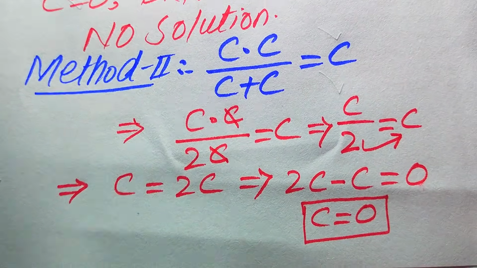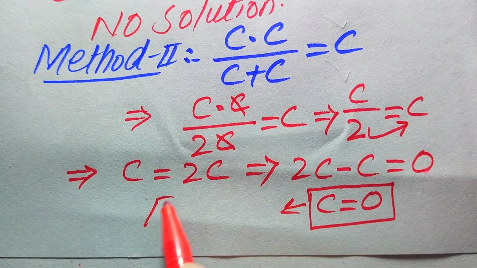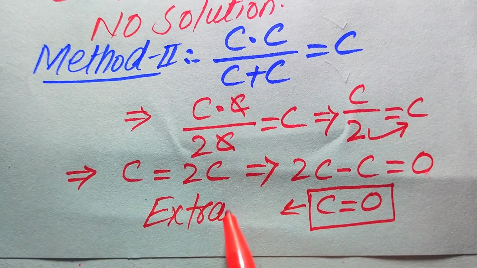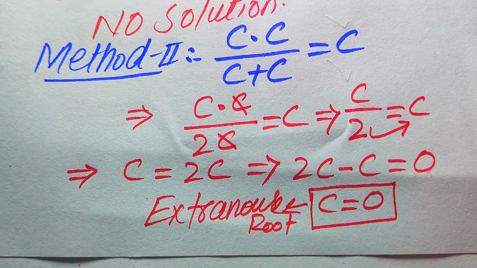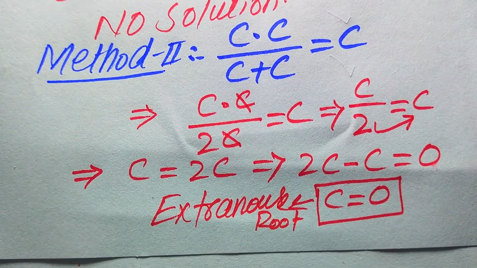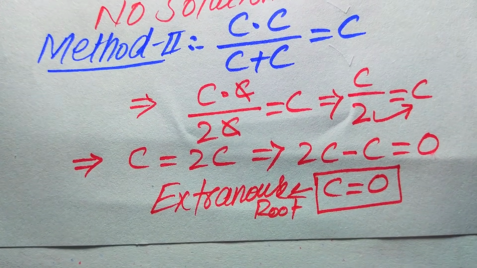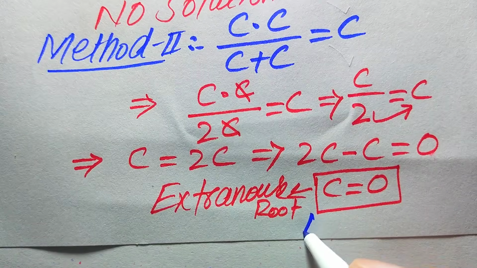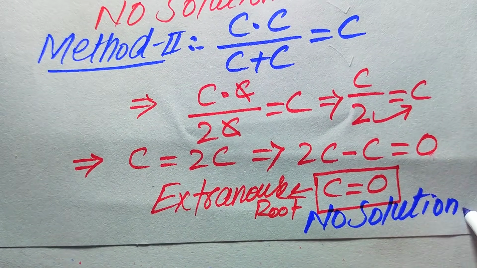So this means that c is equal to 0 is the extraneous root of the given equation. Okay, so this is the extraneous root because it does not satisfy our given question statement, and finally we cannot get any other value of c which satisfies our given question statement. So we say that this question has no solution in general.